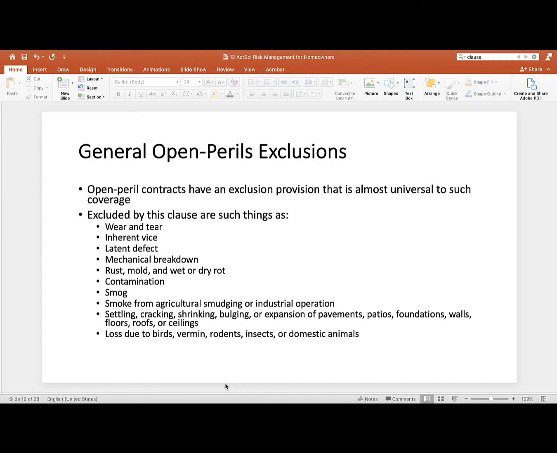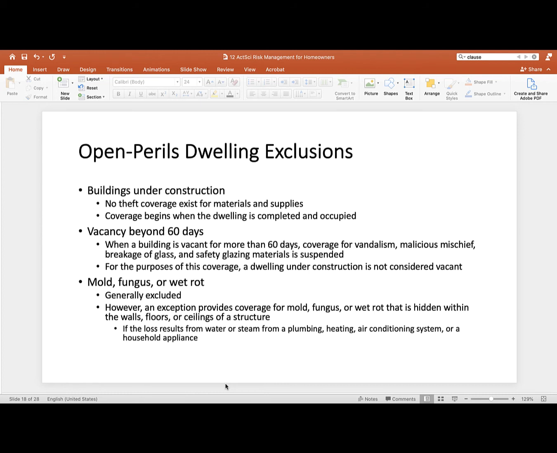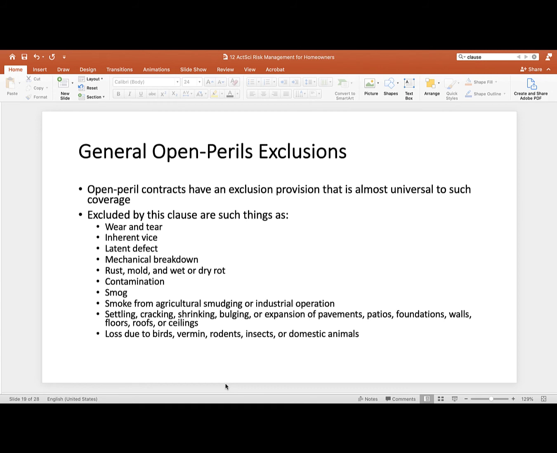Latent defect is a hidden defect that you couldn't reasonably have known about, even if you'd inspected before. Then there's smog, stuff like that. Loss due to birds, vermin, rodents, insects, and domestic animals. So these are other things that are actually excluded, typically from the open perils, but these are not part of the dwelling exclusions. It's a different set of exclusions, and these are almost universal to all types of policy. This list that you see right here.